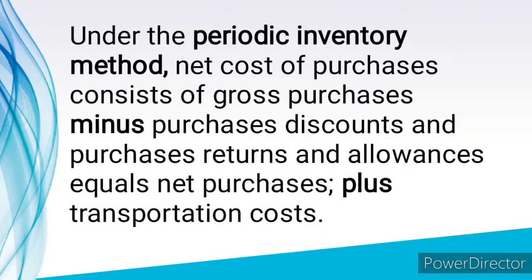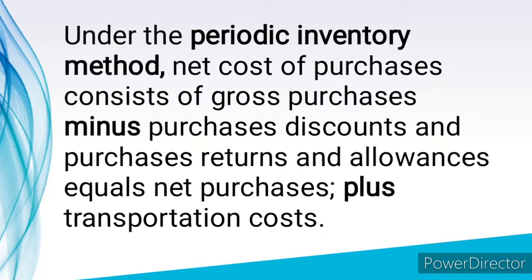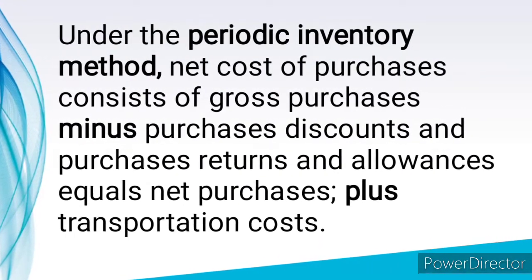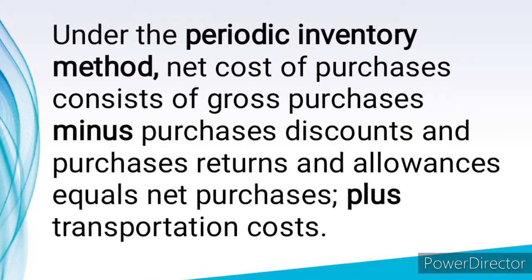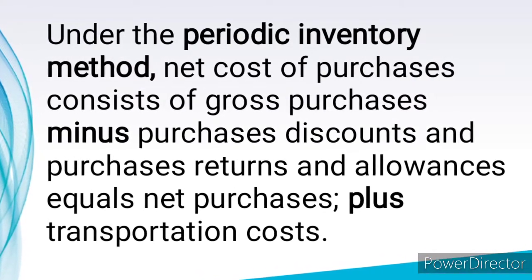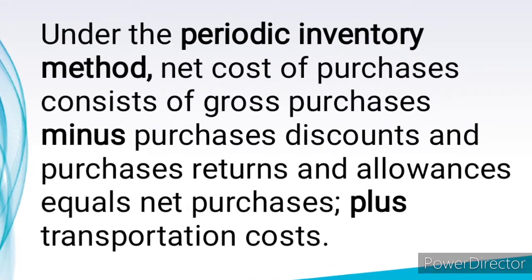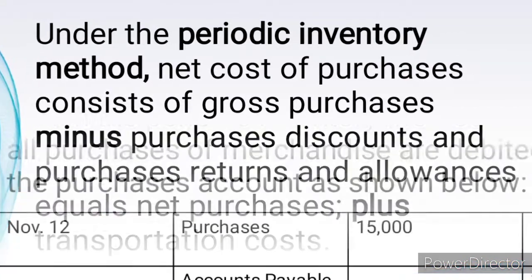Net cost of purchases. Under the periodic inventory method, net cost of purchases consists of gross purchases minus purchases discounts and purchases returns and allowances, which equals net purchases, plus transportation cost.